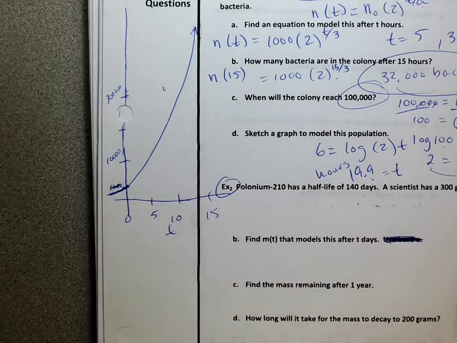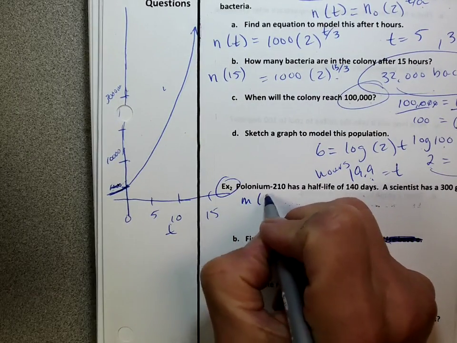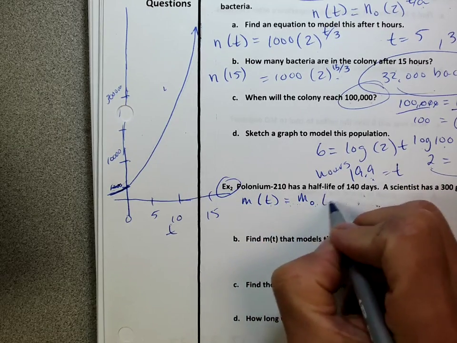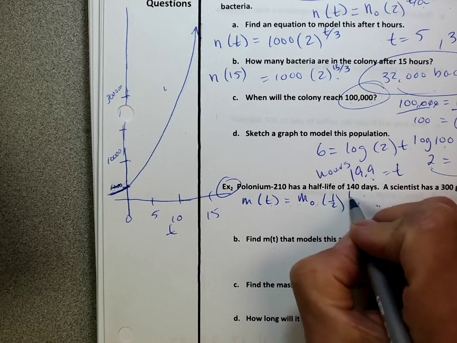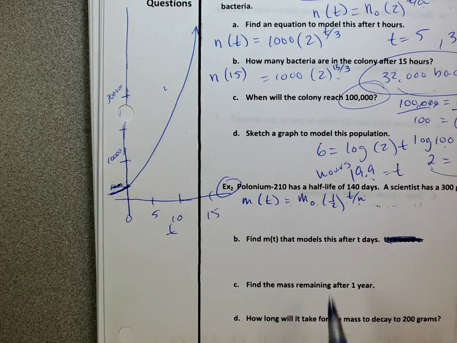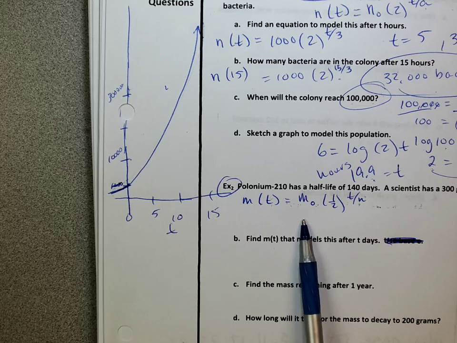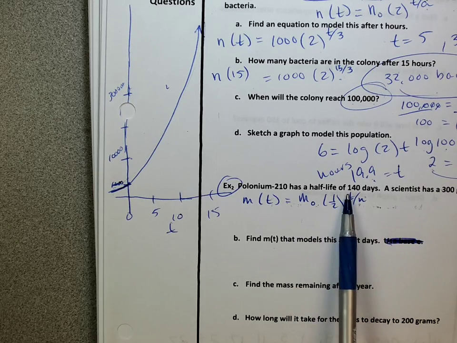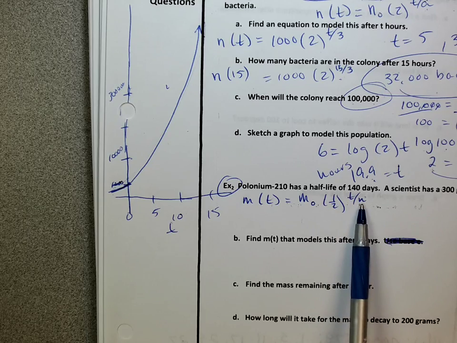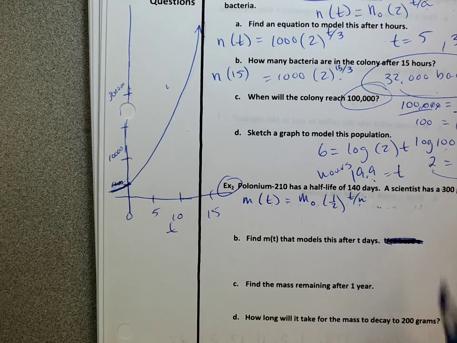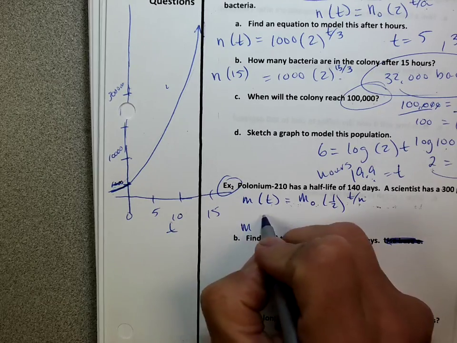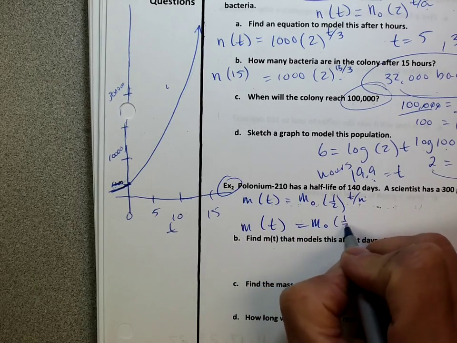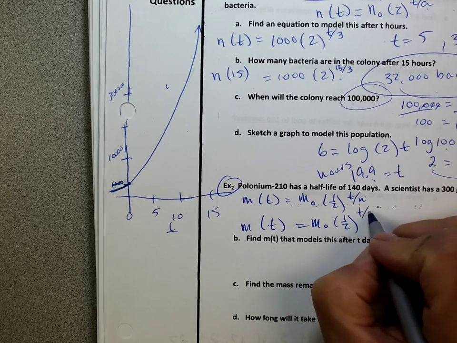Half-life. So let's start off with m of t, mass over time, equals beginning mass times 1/2 to the t over n, okay? Here's my beginning mass, right? That's going to be my 300. Half-life, total time, and n is my cycle, or my half-life. That's my 140, okay? So we'll go m of t equals m0 times 1/2 to the t over 140.